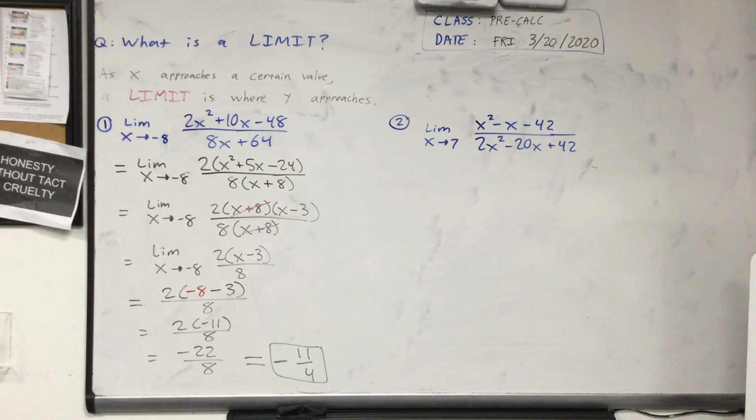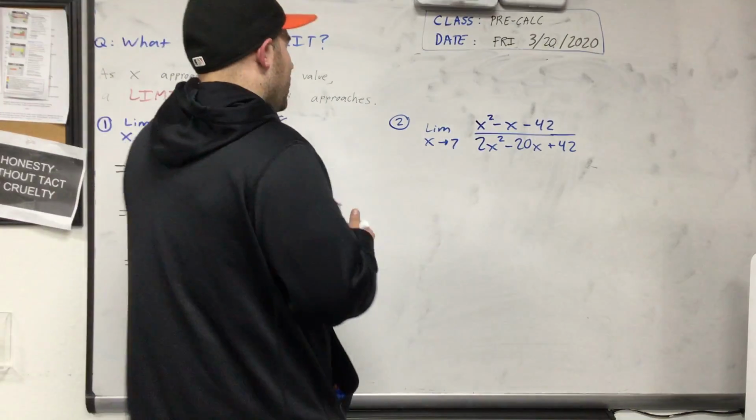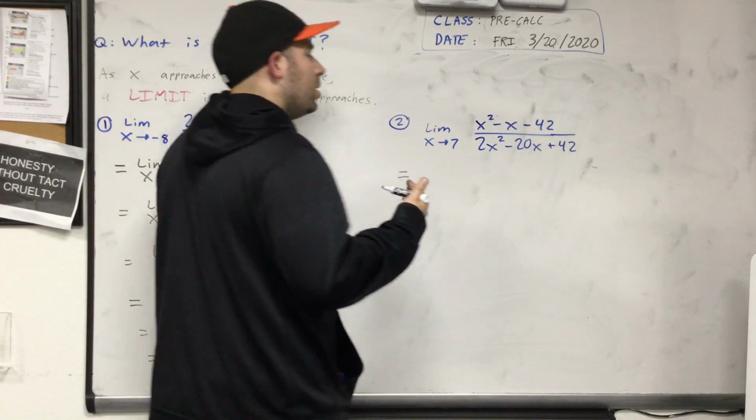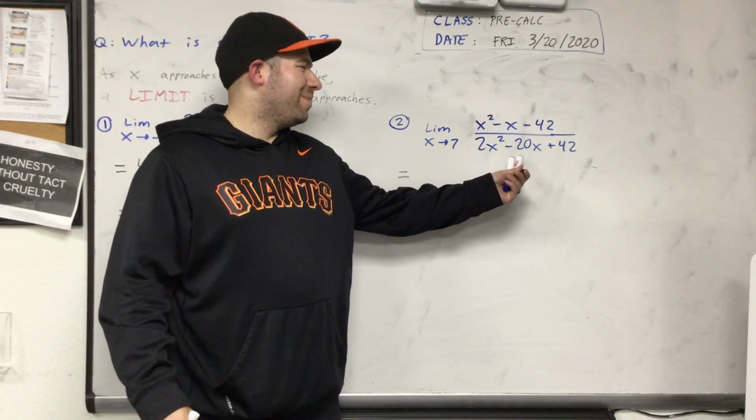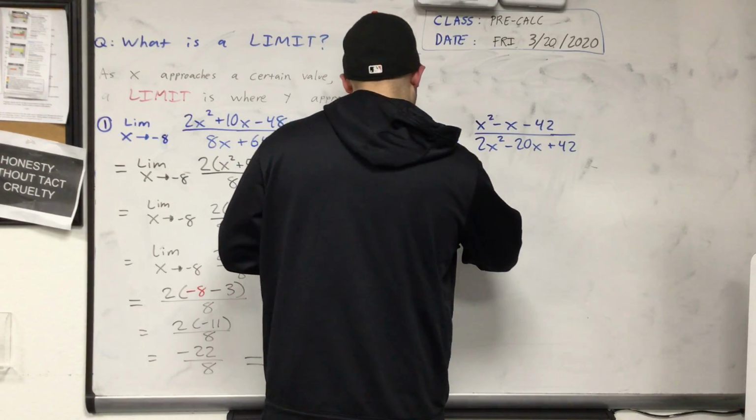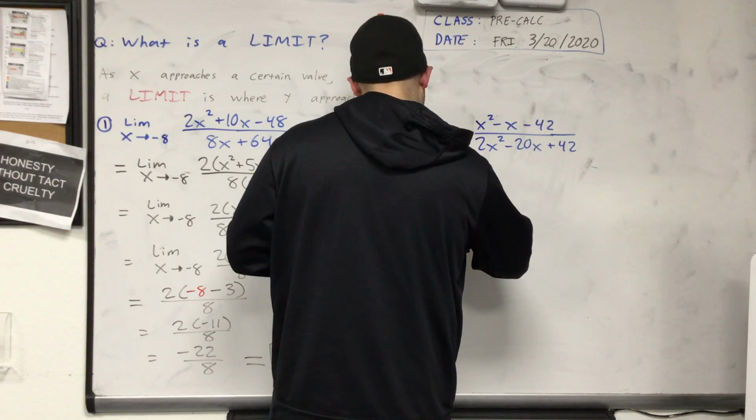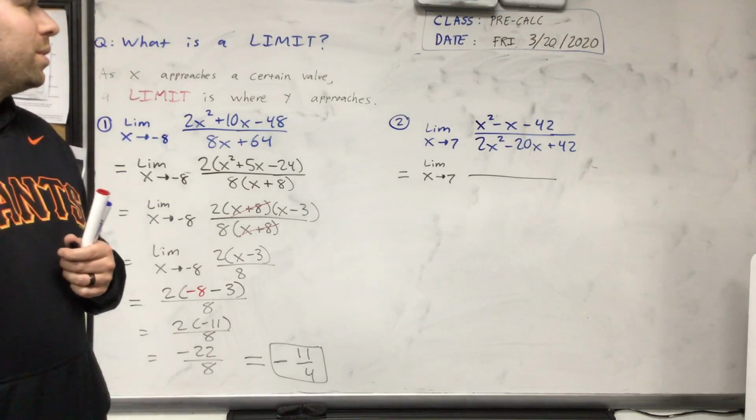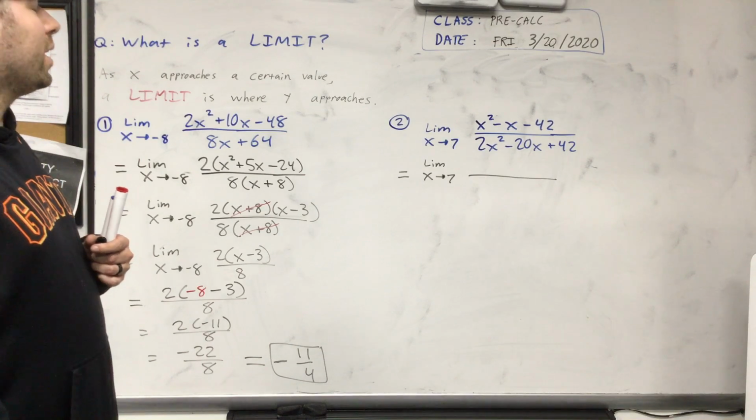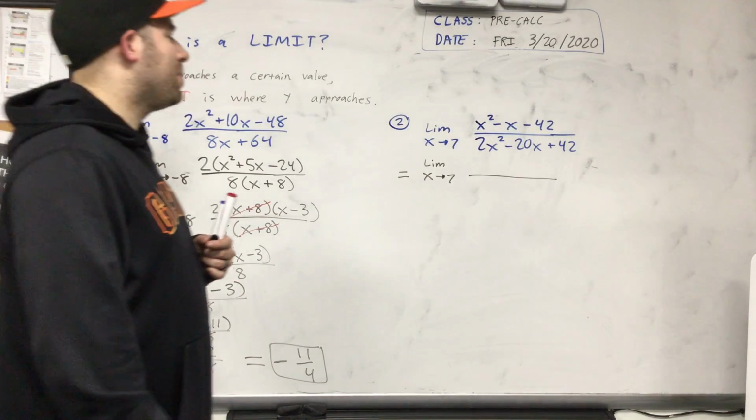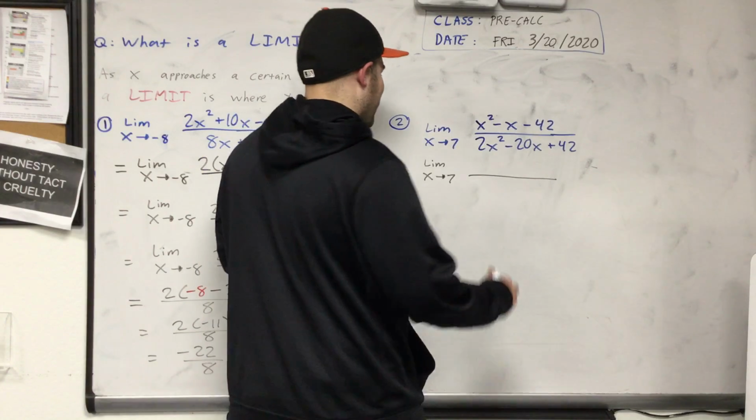Moving on to problem number 2, the limit as x approaches 7. Well, when in doubt, plug it in, or, you know what? Factor, and let's see if we have a problem. The limit as x approaches 7. Can I factor the top? Yeah, another throwback problem from the Algebra 2 review. We get x squared minus x minus 42. What two numbers multiply to -42 and add to -1? That would be -7 and +6.